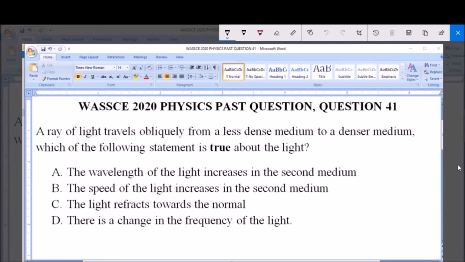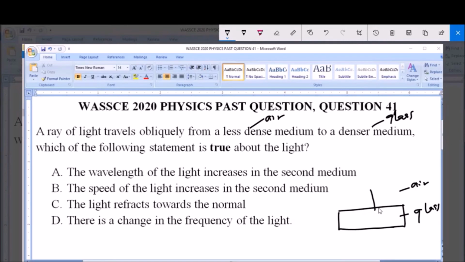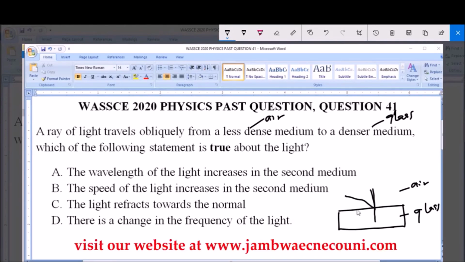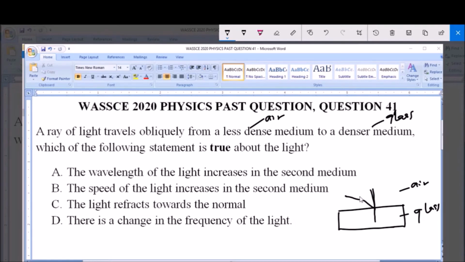Now, when a ray of light travels from a less dense medium, let's assume the less dense medium is air, and the denser medium is glass. So we have something like this. Let's assume this is our rectangular glass block. Now this is air and this is glass, the denser medium. Now let's assume we have a normal ray. Let's call this a normal ray. And a ray of light passes obliquely from the less dense medium, which is the air, to the denser medium, which is the glass. Now it will be observed that this ray here is known as the incident ray, and this angle is the angle of incidence.